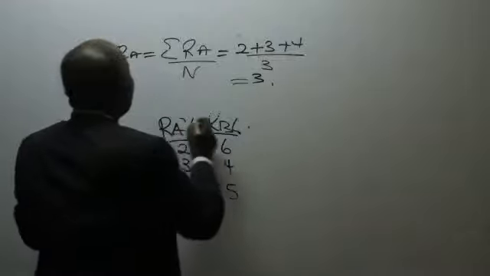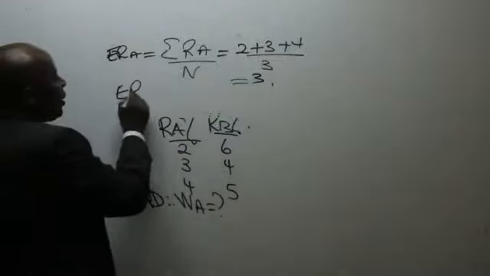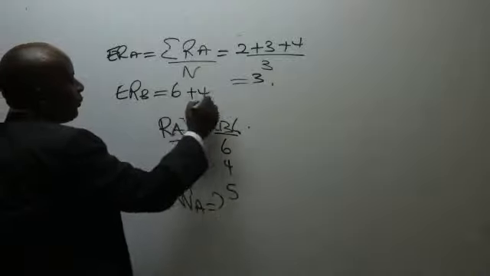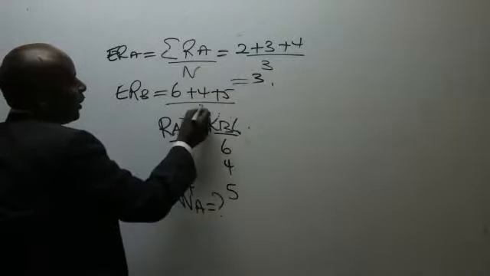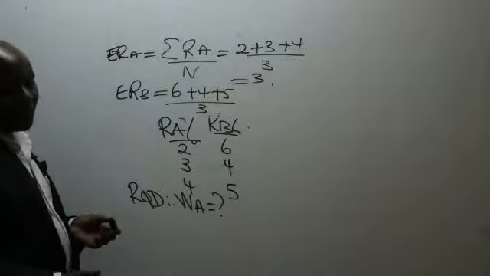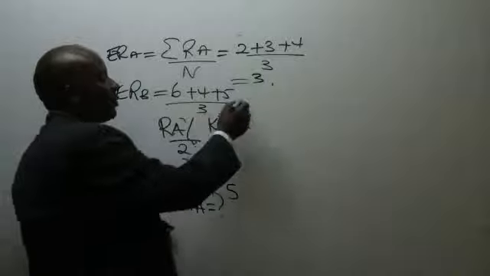How about the expected return of B? We have 6 plus 4 plus 5. We divide this again by how many numbers? 3 numbers. Divide this by 3. Thank you very much. The answer is 5.